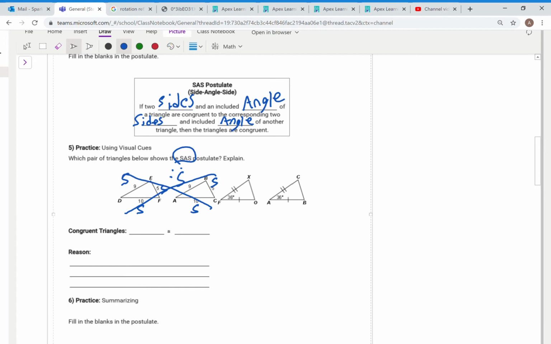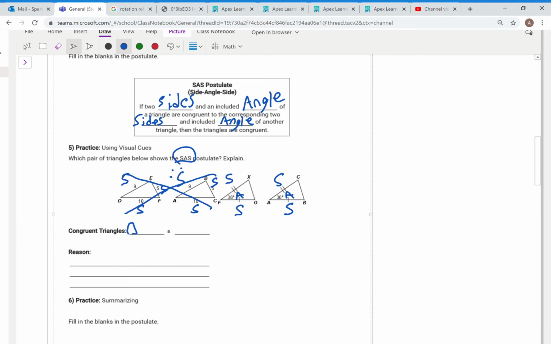Now I come to these ones. I see this 1 tick mark, side. Okay? I see this 36. It's on the inside of both, so I'm going to mark that with an angle. And then I'm going to mark a side. Okay? So you can see it's made this sandwich between the sides and the angles.